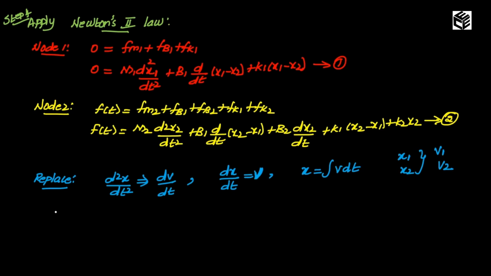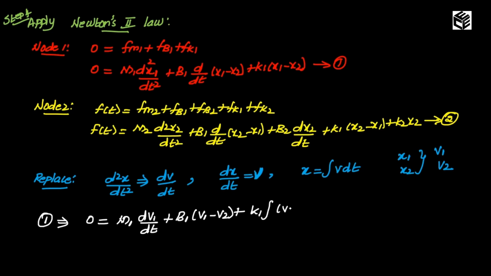So now I am going to replace the first equation displacements with velocity, that is 0 is equal to m1 into, what is d square x1 by dt square, dv1 by dt, plus b1 into, what is d by dt of x1 minus x2, so dx by dt is nothing but v, so I am going to write this as v1 minus v2 plus k1 into, what is x, x is equal to integral v dt, so I'm going to replace this as v1 minus v2 into dt. I'm going to take this as equation number 3.